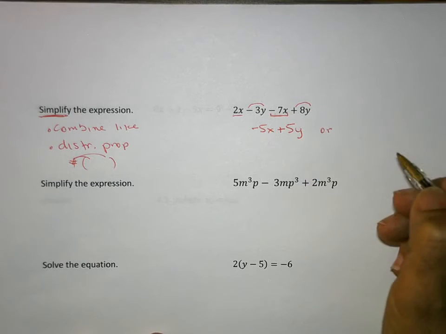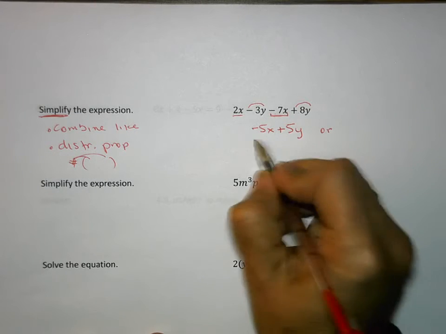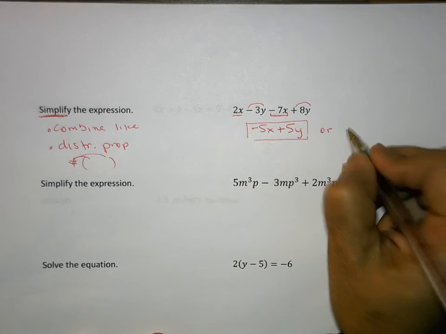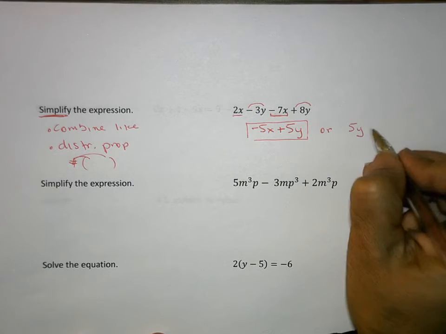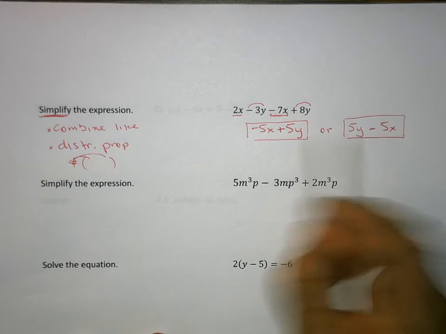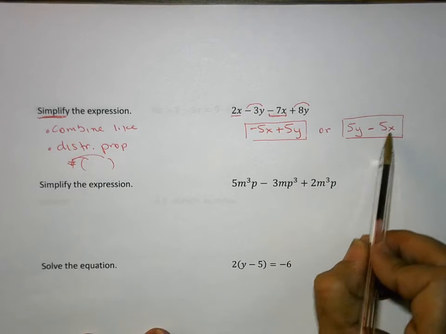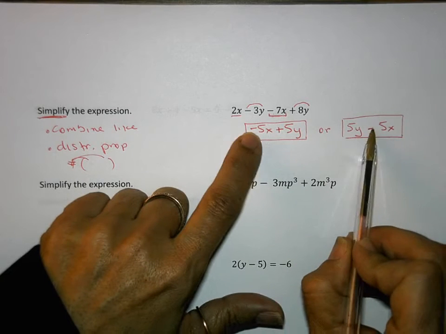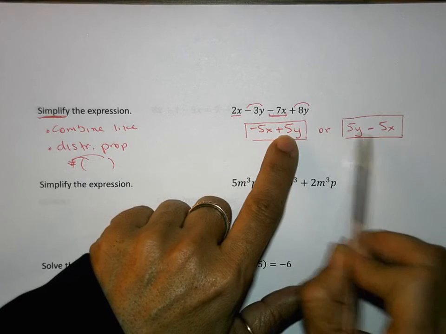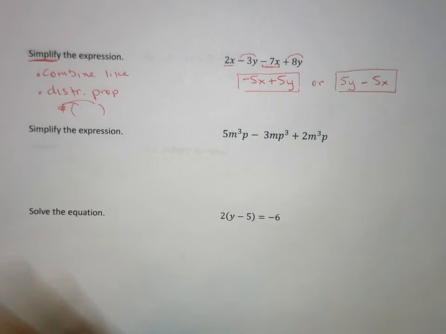Or you can also combine the y terms first. The same answer in just a different order would be the 5y first and then the x's second. They are both the same answer, just put in a different order. But notice that my 5x is still a negative 5x, and my 5y is still a positive 5y. Okay? All right, now let's take a look over here.